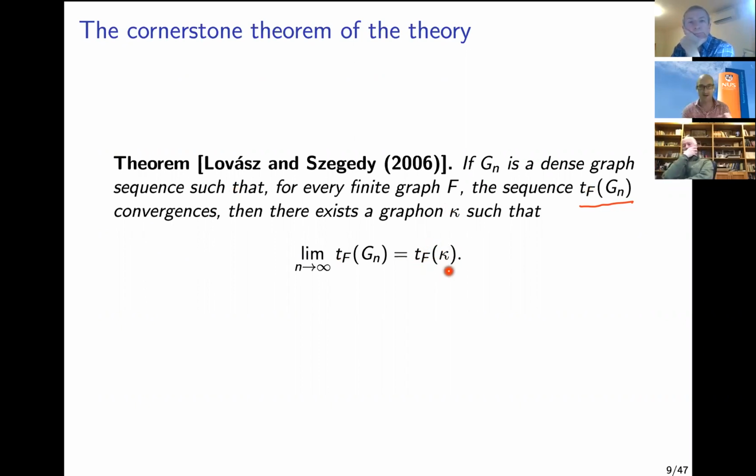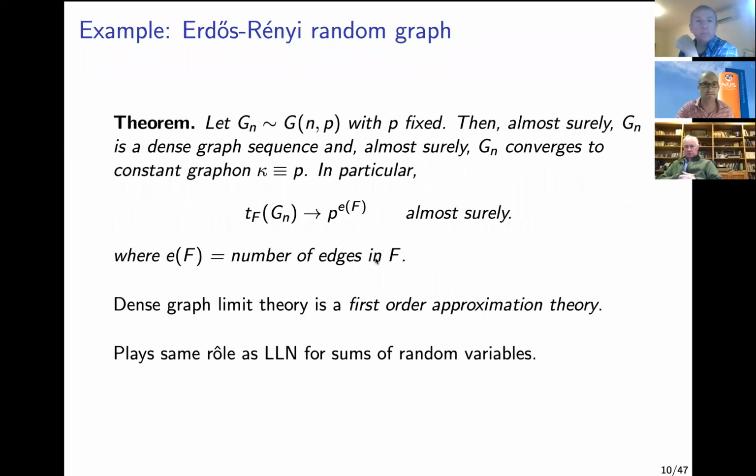So that shows that this is a complete metric space, or it is even compact in this case. So that's a rather nice way of expressing graph limits. And so we can think of kappa being the limit of this dense graph sequence.